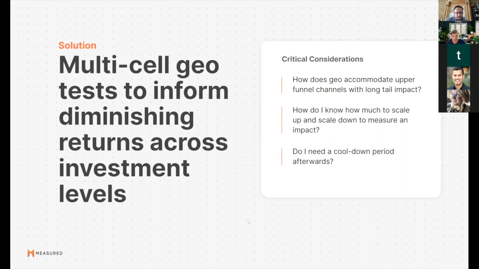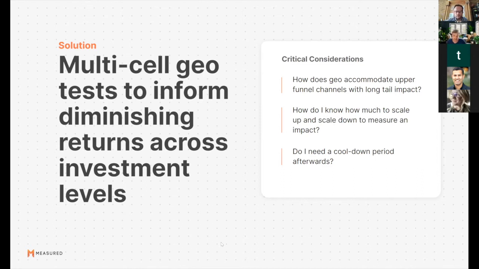One other question that always comes up, especially when clients really get into geotesting, is, well, how quickly can I retest? How much of a cooldown period do I need? So you almost always do need a cooldown period. I mean, Ty referenced before that there's about a 7-day cooldown on average.